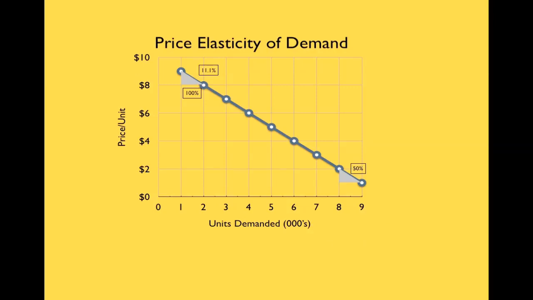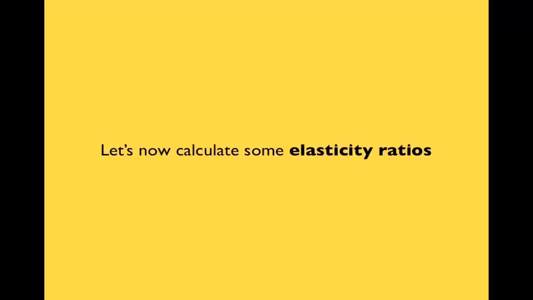In the first case, a 100% increase is seen, and in the second case, a 12.5% increase is seen. So what we have here is an 11% reduction is associated with a 100% increase in demand, and a 50% reduction is only associated with a 12.5% increase in demand. So let's do some calculations here of elasticity ratios.